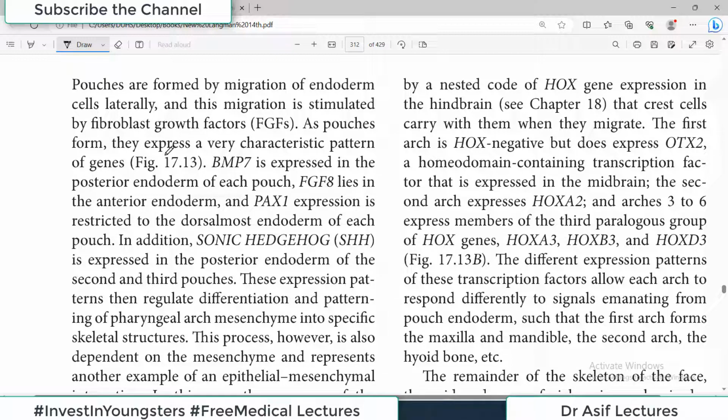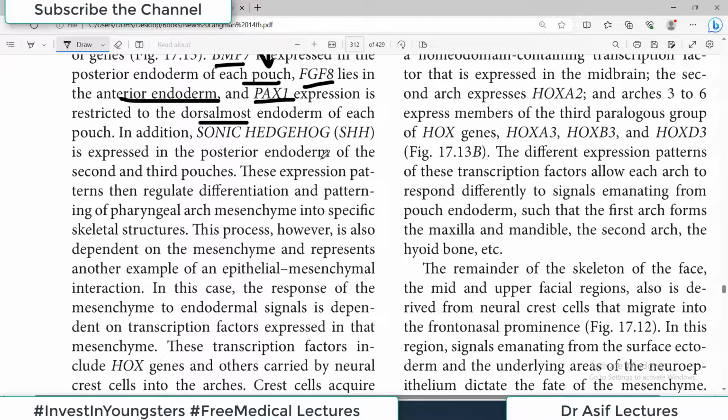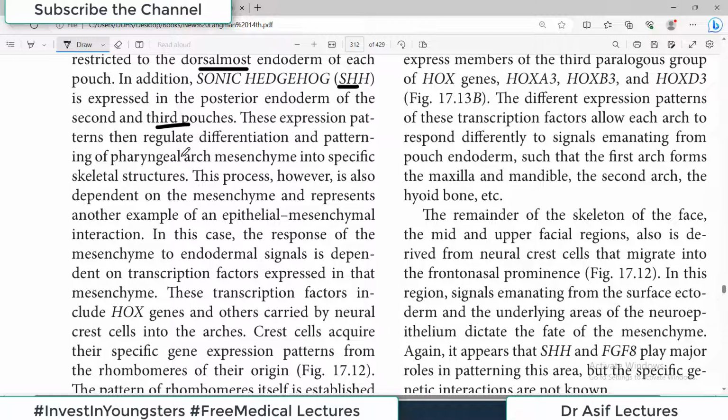As pouches form, they express a very characteristic pattern of genes. BMP7 is expressed in the posterior endoderm of each pouch. Listen to this: see the importance of the pharyngeal pouches, a specific genetic profile shows that this particular gene is overexpressed. Then fibroblast growth factor 8 lies in the anterior endoderm. PAX1 expression is restricted to the dorsal-most endoderm. Sonic hedgehog pathway is expressed in the posterior endoderm of the second and third pouches, and it plays an important role in the development of various structures. These expression patterns then regulate differentiation and patterning of the pharyngeal arches.